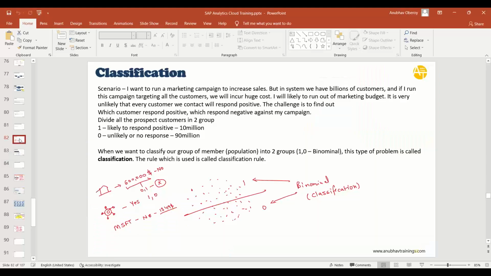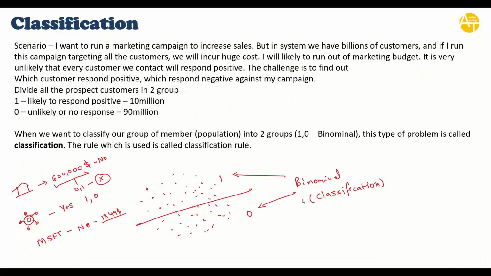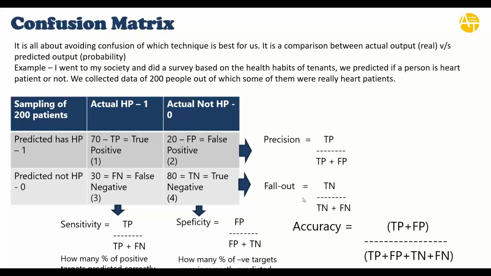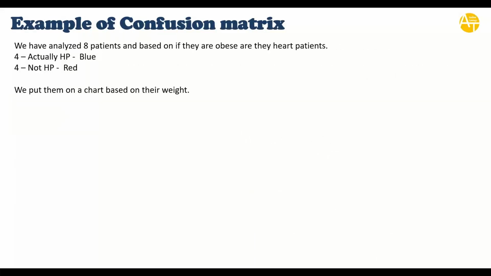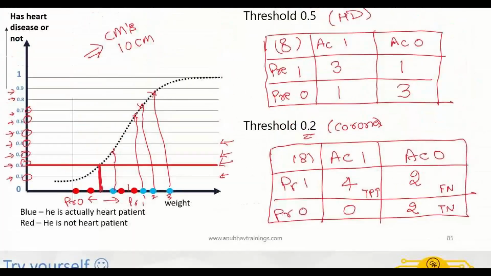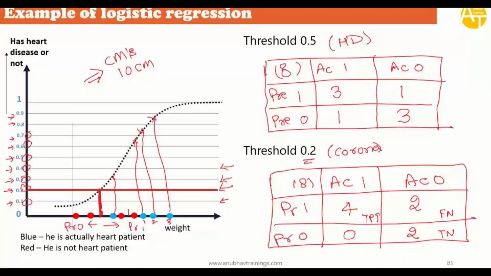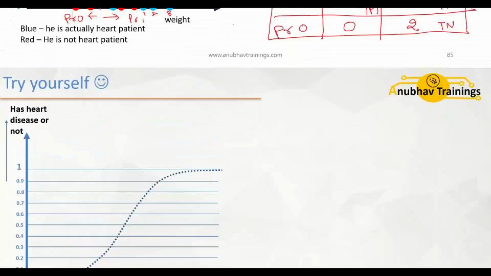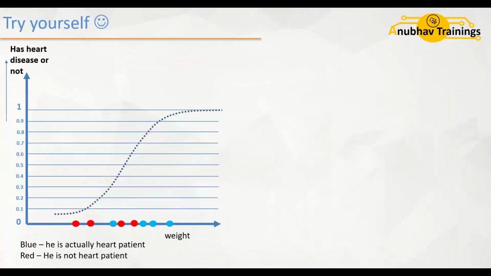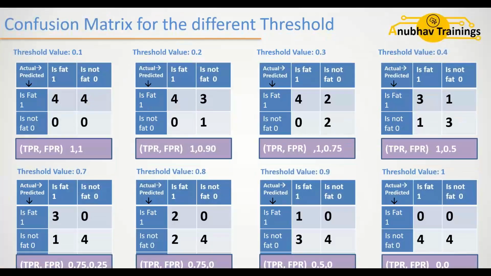Then we talked about how to determine the accuracy of classification using the concept of confusion matrix. We saw different ways to calculate parameters like sensitivity, specificity, precision, and fallout. Also, we saw an example of using a confusion matrix. We looked at different data points and took an example of patients being categorized based on their weight, and we determined the confusion matrix for each one of them.